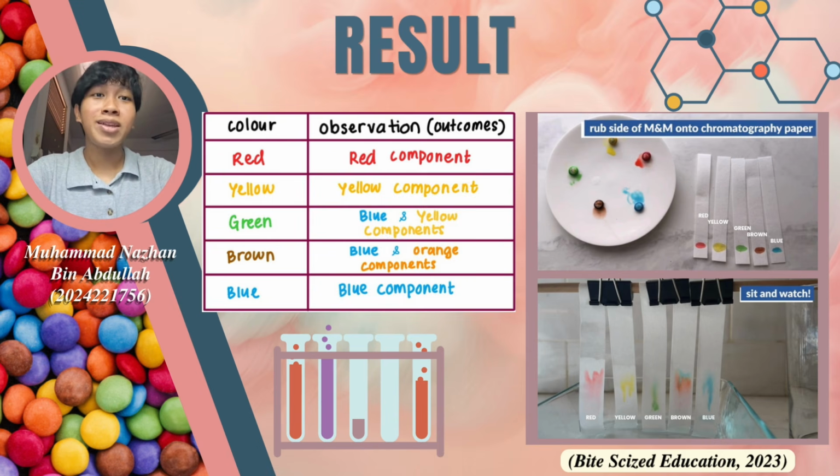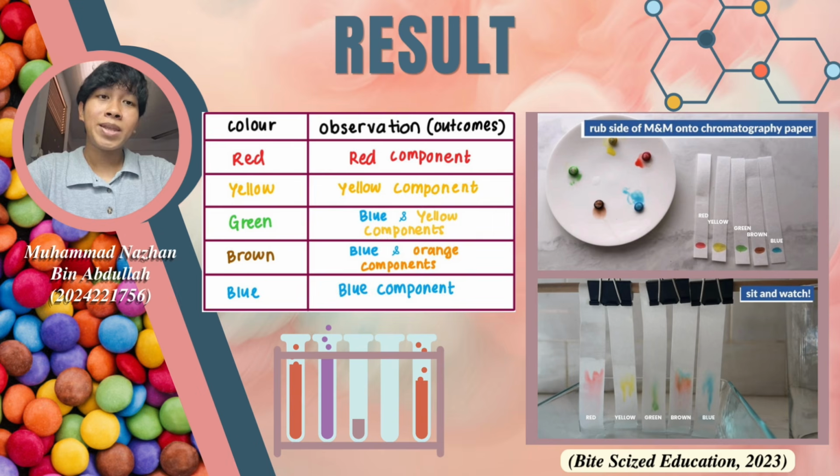First off, we look at the red M&M. We observe only one red or pink spot there, which indicates that the red candy mainly contains one food dye. No further separation occurred, just like the yellow and the blue ones. However, the green M&M gave a different result. It separated into two colors, blue and yellow. So this means that the green coating is actually a mixture of blue and yellow food dye, since these dyes have different properties, so they travel different distances and separate on the paper.